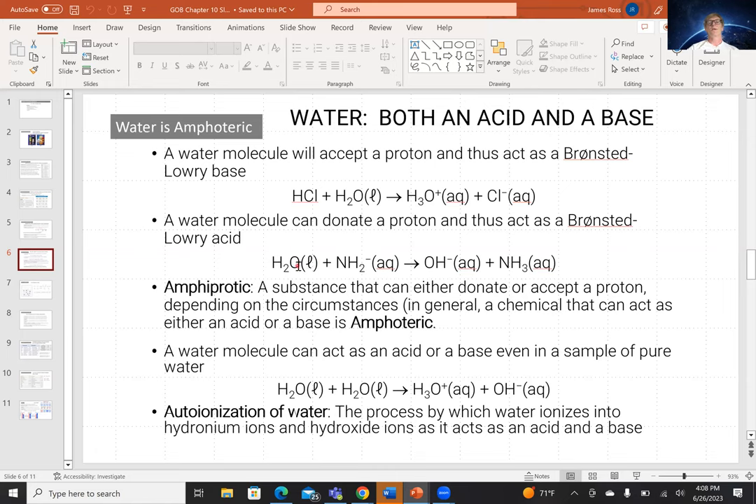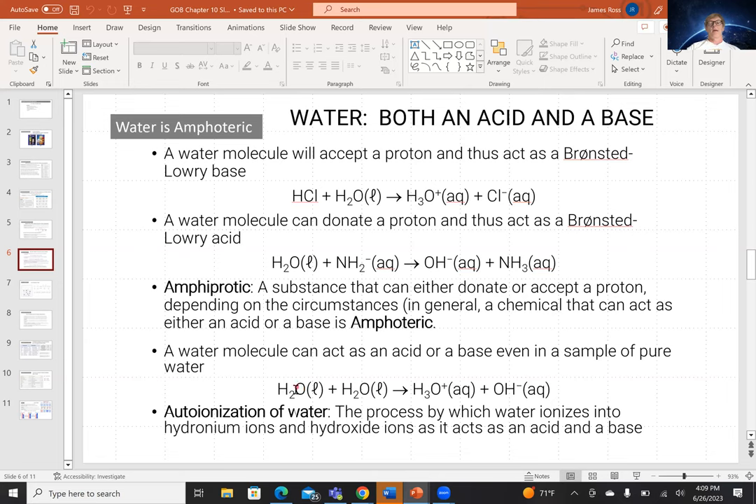In this molecule, it's acting as an acid. So oxygen has two protons. Oxygen, its conjugate partner on the product side, has one proton. So with respect to the left, oxygen was acting as an acid. So again, here it's a base, here it's an acid, it's amphiprotic.